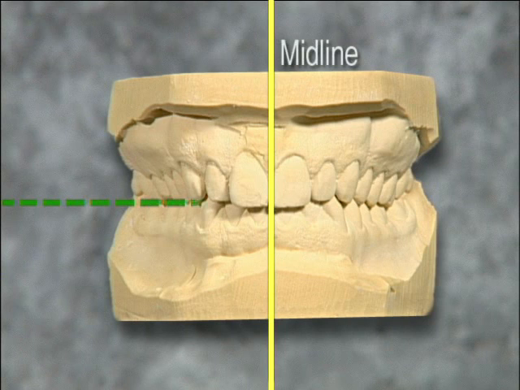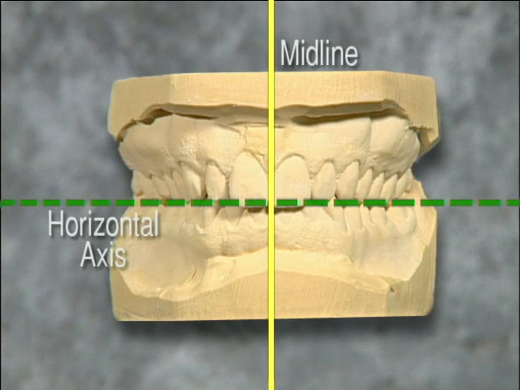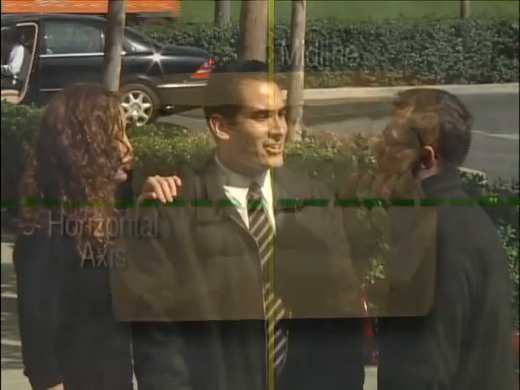The second is a horizontal axis, an imaginary line running at a right angle to the midline that approximates the position of the upper anterior incisal edges. So let's get started with a basic anterior setup.